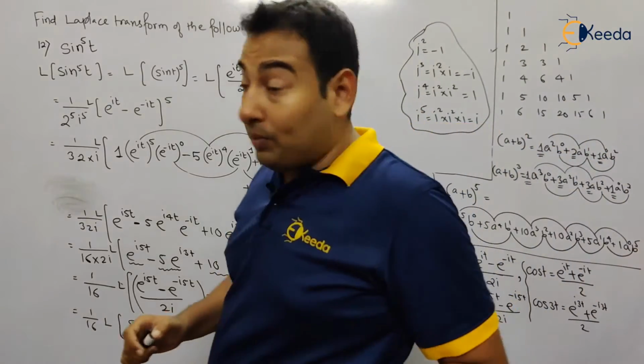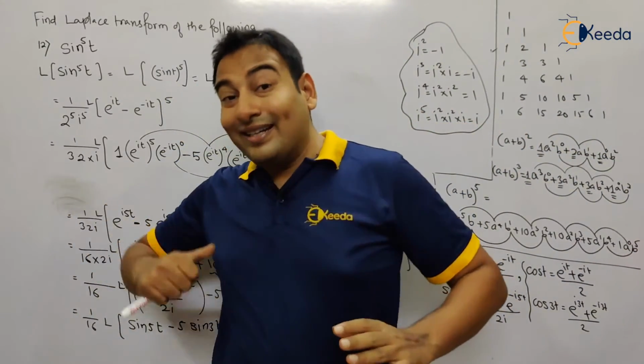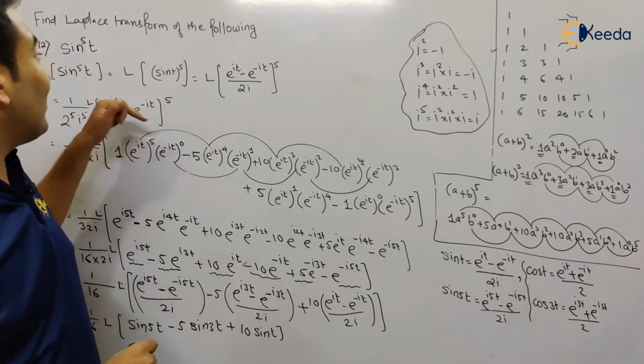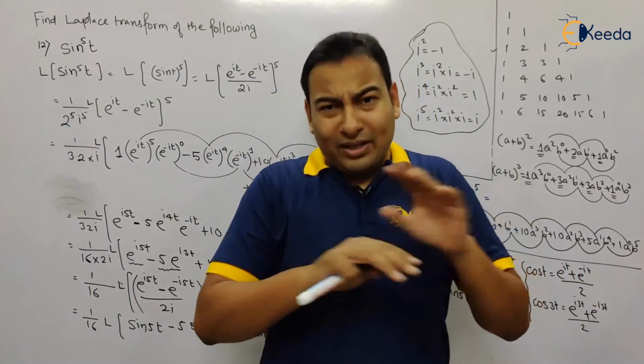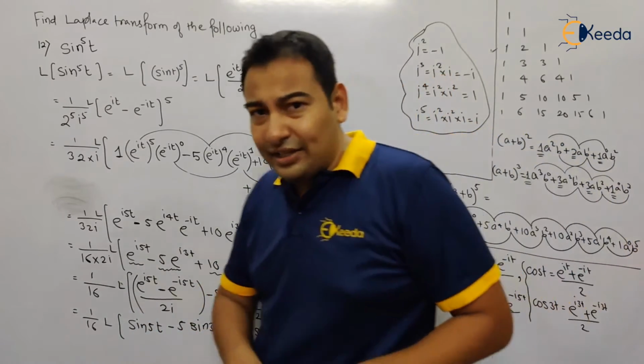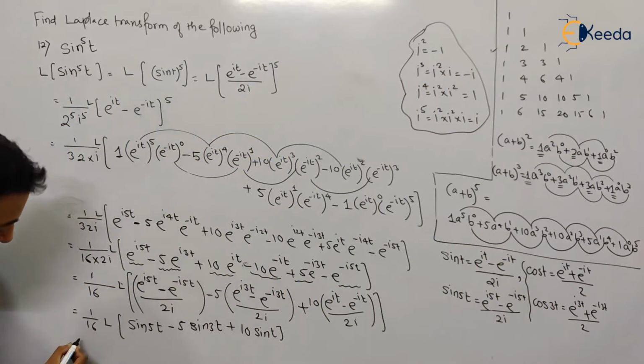I hope you are clear with the purpose. Why did we do this? Because in the problem it was sin raised to 5, and obviously sin raised to 5 we can't manage. It must be converted into linear terms. So let's move on.